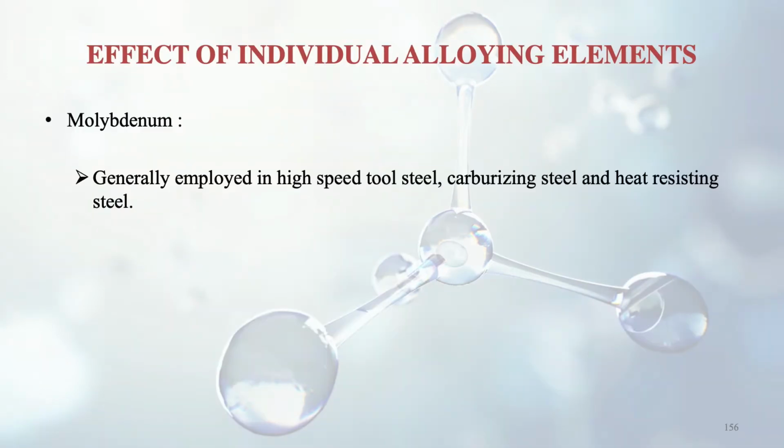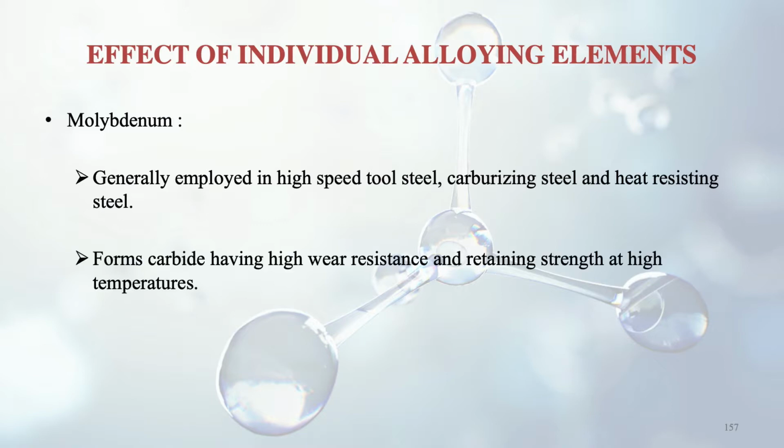Molybdenum. Let's see what effect molybdenum has on the steel. It generally is employed in high speed tool steel, where we need cutting and we use steel as a tool, so molybdenum can be very good, because it forms carbide and it gives us high wear resistance, and it also retains the strength at high temperatures. So these are some of the properties which we get after adding molybdenum.